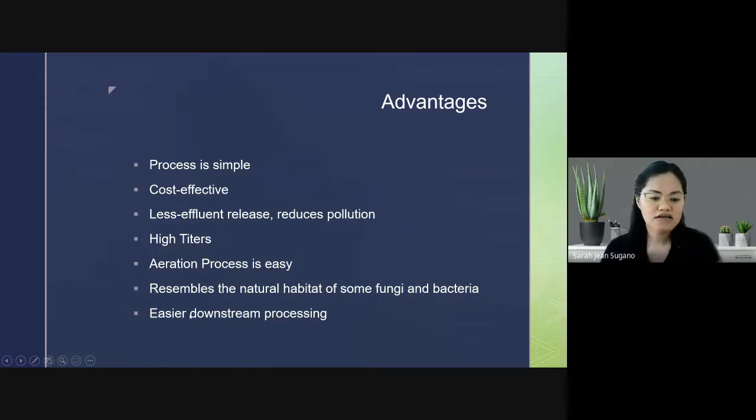Okay, and the last advantage is that it has an easy downstream processing. So do you know what is a downstream processing, class? It is the part of the fermentation where you have to separate the medium and also purify your product for extraction and purification so that it will be readily distributed to the market if it is marketable, or if it has significant use in society. Okay, that's the part.